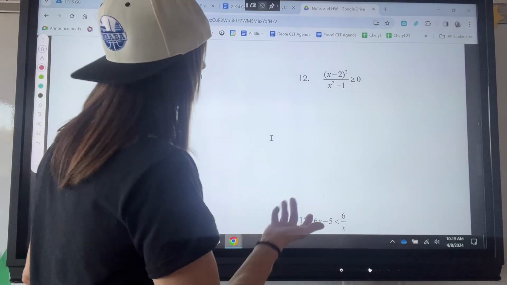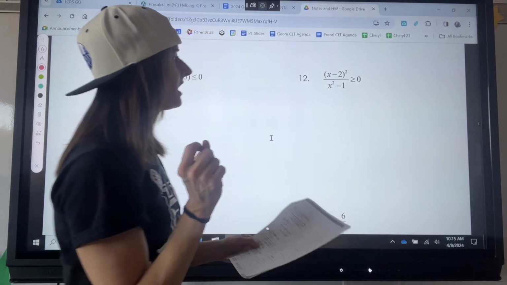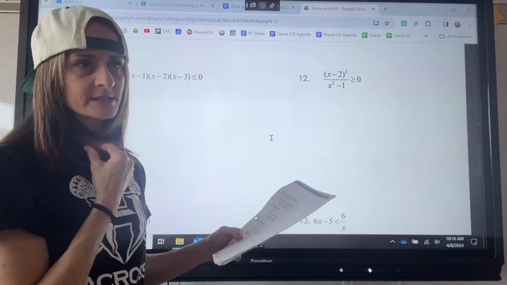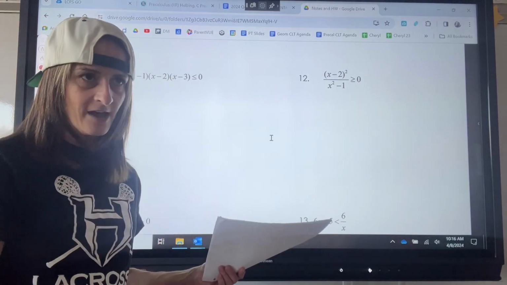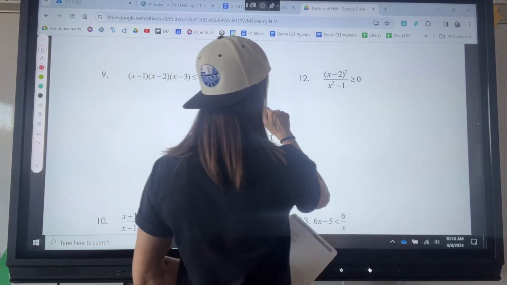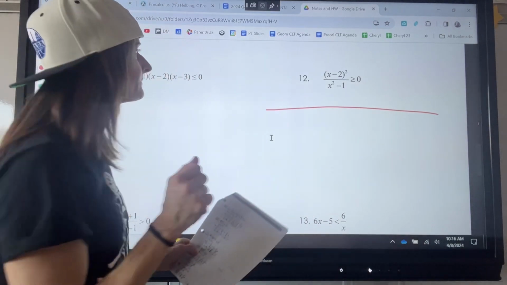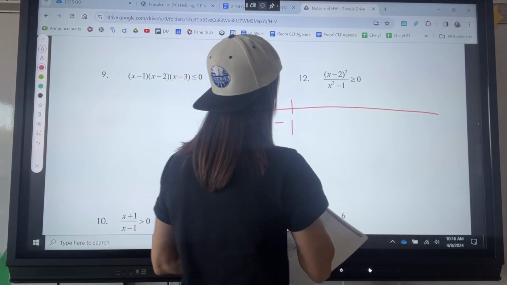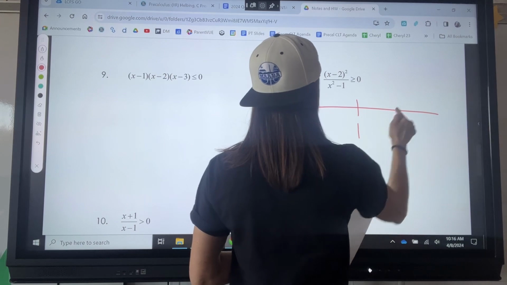All right, so number 12, we take a look. We've got a 0 at 2, right? And we've got vertical asymptotes at 1 and negative 1. So without looking at our graph, we're going to draw ourselves a number line, and we're going to have important values. At negative 1 is going to go first on the number line. Then we're going to have a 1 and also a 2.